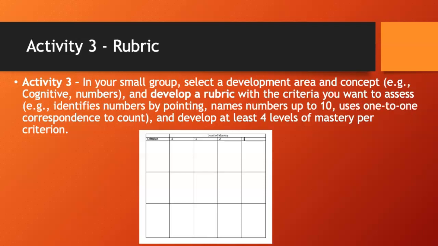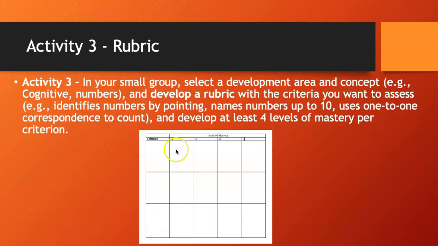For example, you want to assess at least 3 different criteria. For this example, if I'm looking at the concept of number, I might want to know if the child identifies numbers by pointing, if the child can name numbers up to 10, if the child uses one-to-one correspondence to count, and so on, right? So I have those 3 criteria and I would put them here in my first column. Here I would write identifies numbers by pointing, here names numbers up to 10, and in the third one uses one-to-one correspondence to count.